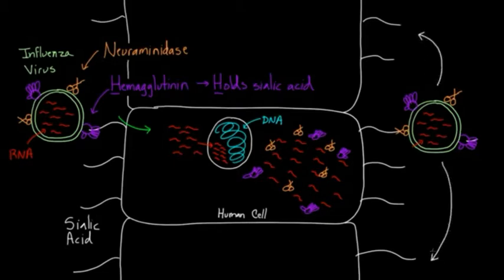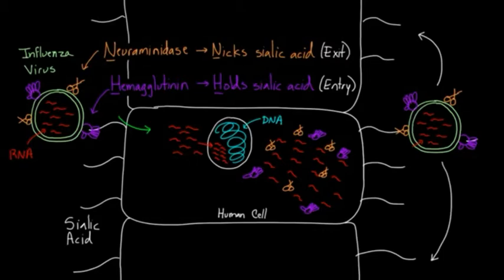But before it can do that, it's got to break loose, right? Because it's still attached to that sialic acid. And so here's where neuraminidase comes in. The neuraminidase nicks, and that's where the N is helpful for remembering it. It nicks or cuts sialic acid. And so if it can nick or cut that sialic acid, it can break free. And so I remember the two proteins as: hemagglutinin holds sialic acid to enter the cell. That's on entry. And the neuraminidase is going to nick the sialic acid, and that's important for exiting the cell.